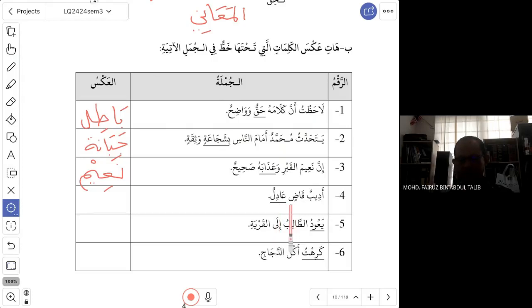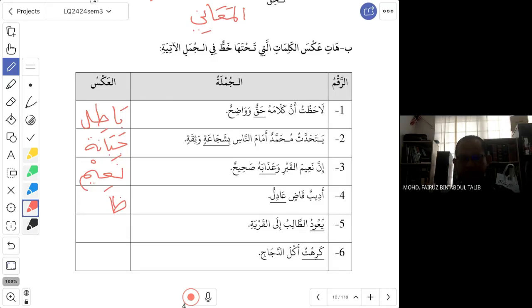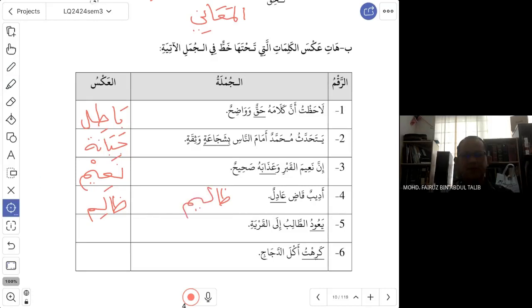So what is the opposite of adil? This should be easy. Zalim. Yes, zalim. Za, alif, lam, mim. So we say zalim. Please, don't write the ya. We don't have this. Of course, in Malay you say zalim, but don't put this ya.